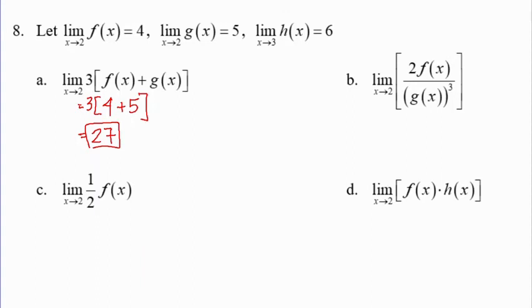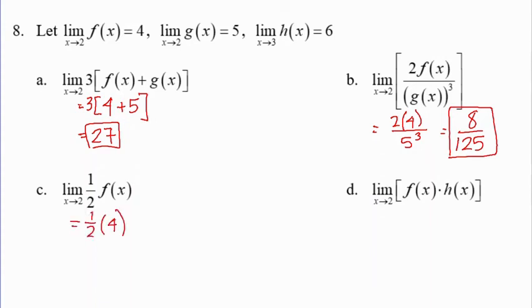If we have the limit as x approaches 2 of 2f of x over g of x cubed, then that will be 2 times 4 over 5 cubed, which is 8 over 125. If we have the limit as x approaches 2 of 1/2 f of x, then that's just 1/2 times 4, which is 2.